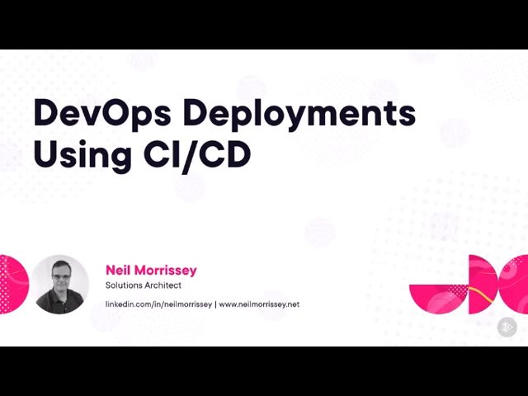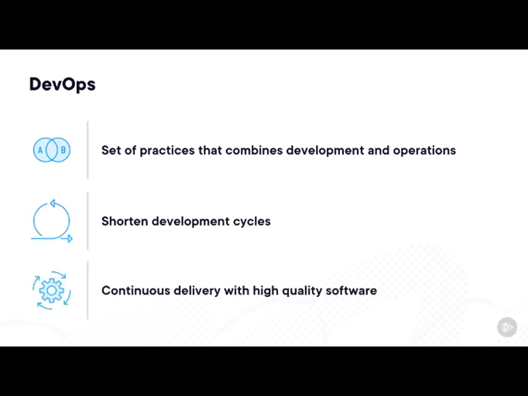In this module, we're going to discuss continuous integration and continuous deployment, and the two Microsoft tools that enable it, Azure DevOps and GitHub. First of all, DevOps is a set of practices that combines software development and IT operations. The goals of DevOps are to shorten development cycles and provide continuous delivery with high-quality software. It involves a lot of workflow automation in order to enable these goals.